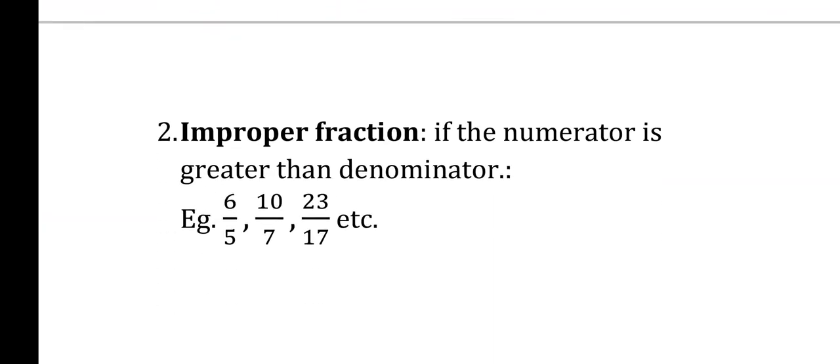Next is improper fraction, if the numerator is greater than the denominator. So the numerator is greater, 6 is greater than 5. So numerator is greater than denominator, so it's an improper fraction. 10 by 7, improper. 23 by 17, improper fraction. So this is the second type, improper fraction.